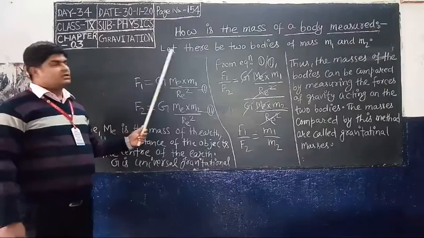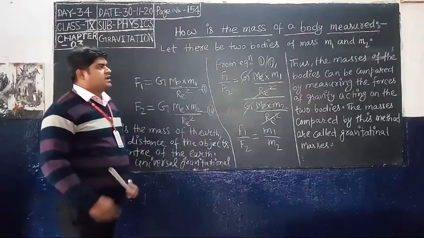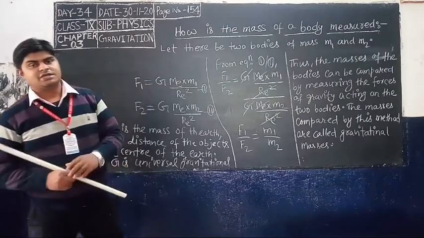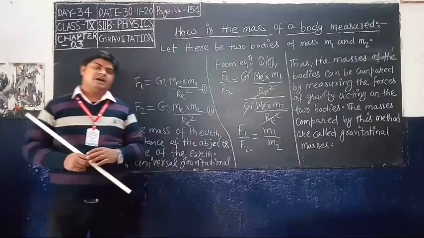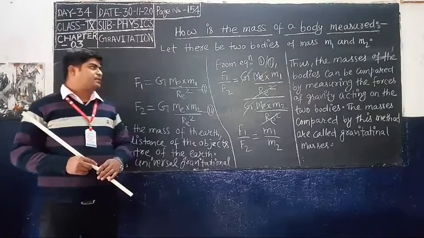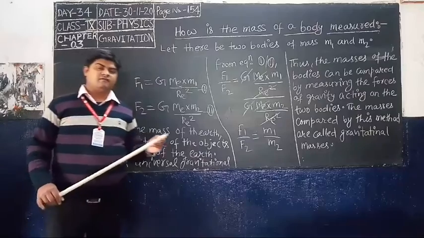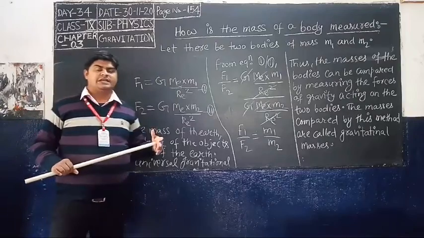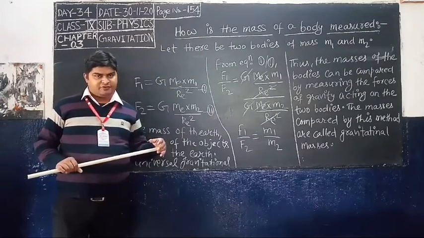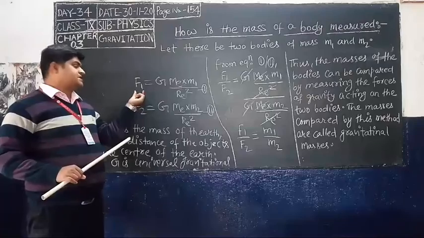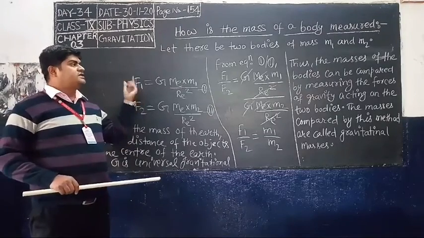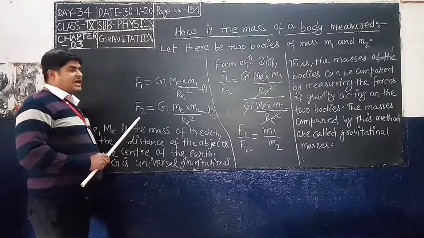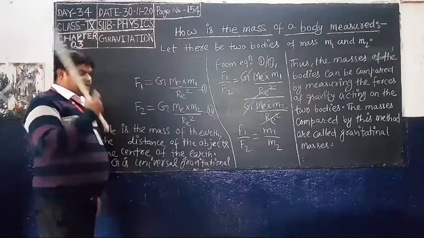Let us consider there are two objects of mass m1 and m2. That means suppose there are two objects which have mass m1 and m2, and the force of gravity, that means gravitational force, acting on those objects is F1 and F2. F1 is the gravitational force acting on the first body which has mass m1, whereas gravitational force F2 acts on the second body of mass m2.